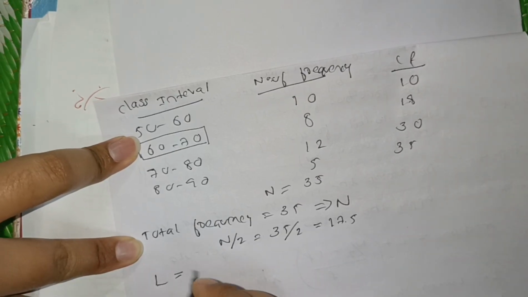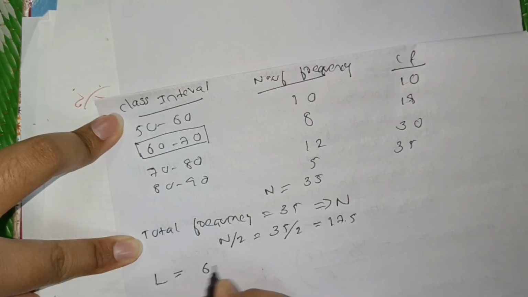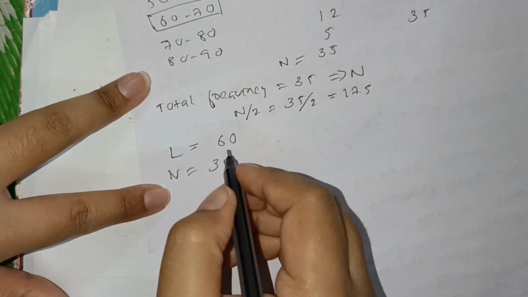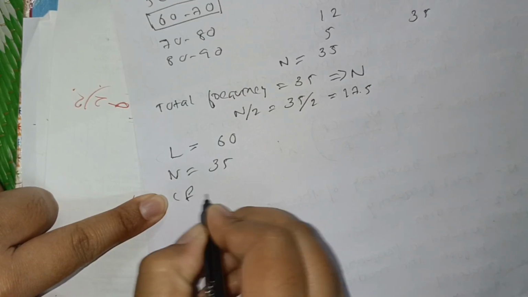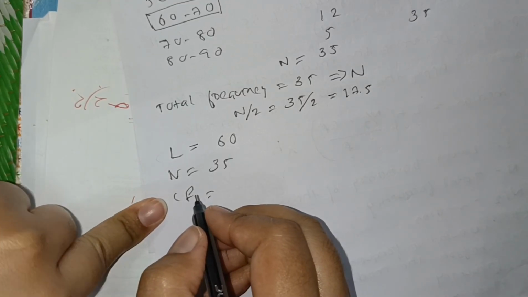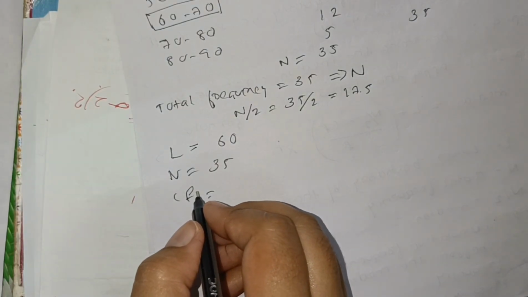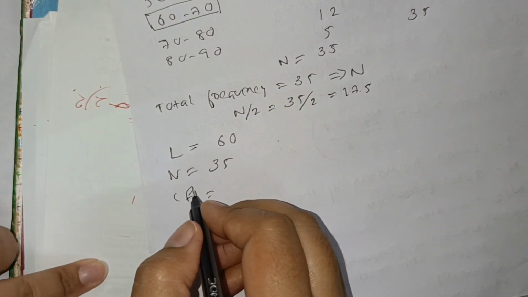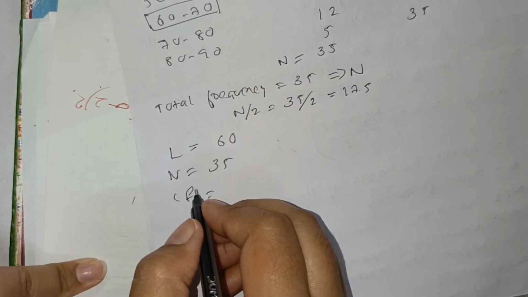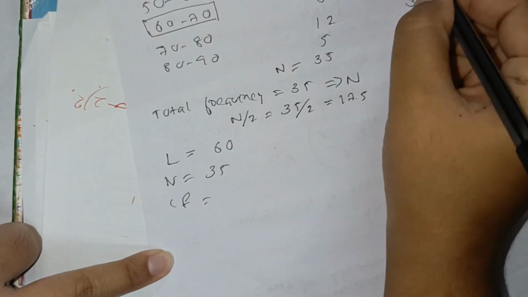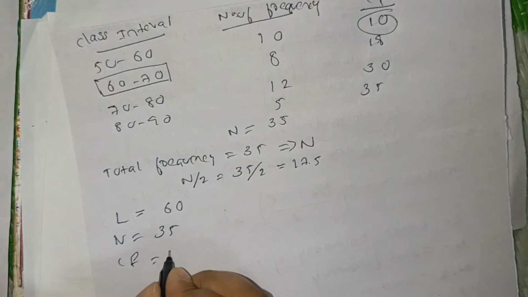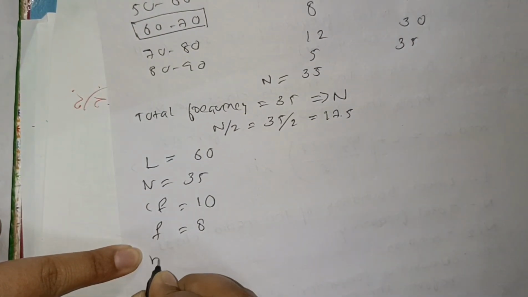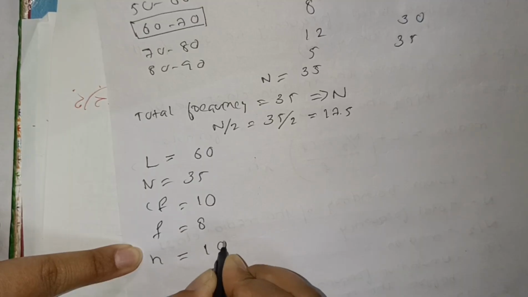So now the lower boundary of the median class is 60. N, the total number of frequencies, is 35. Cumulative frequency of the class before the median class is 10. Then here frequency is 8 and h equals class width 10.